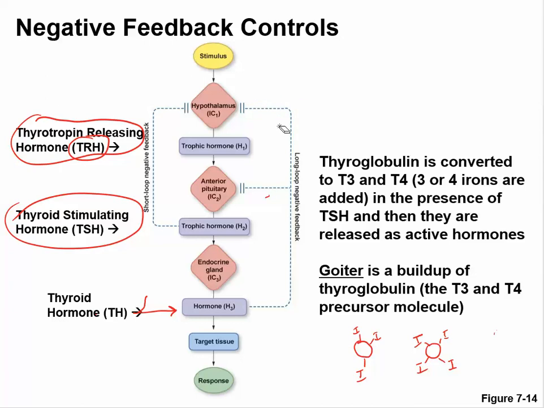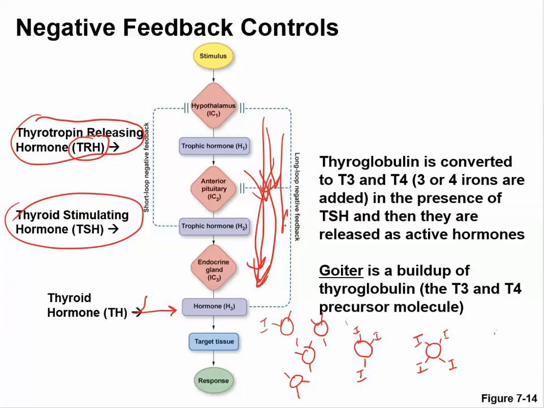Okay, now if things aren't working right, if you don't have enough iodine, what tends to happen is you have these precursor molecules that are just sitting there being made because the signal is still going, hey, we need thyroid hormone, more thyroid hormone. So it keeps sending the signal, these trophic hormones keep sending the signal down saying, hey, we need more thyroid hormone. But the thyroid gland is down here saying, you know what, we need more iodine. But that doesn't matter because this signal isn't going to stop coming down until you start producing the T3 and the T4, okay?